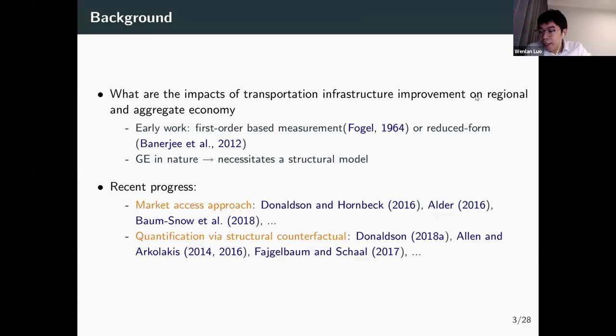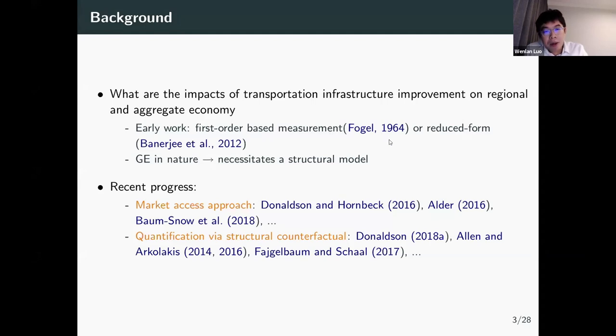And if you look at the literature, this has been a large literature. Actually, the earliest ones date back into the 1960s, which is based on the measurement approach. Basically, it's asking about the cost saving from the road improvement. If we can measure what is the cost saving, and if we can measure how much is the shipment, then we can roughly have an idea how much is the cost saved.